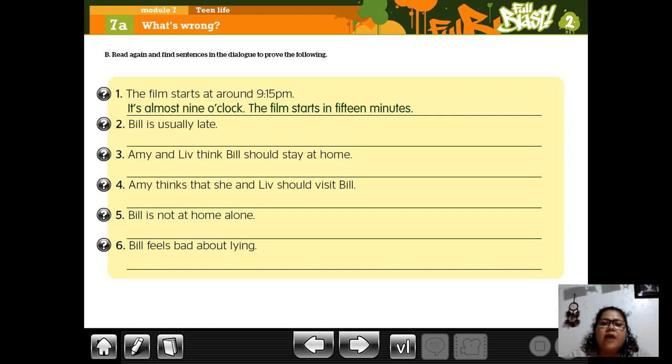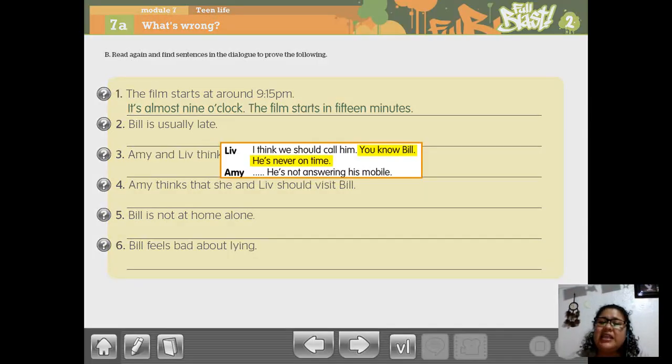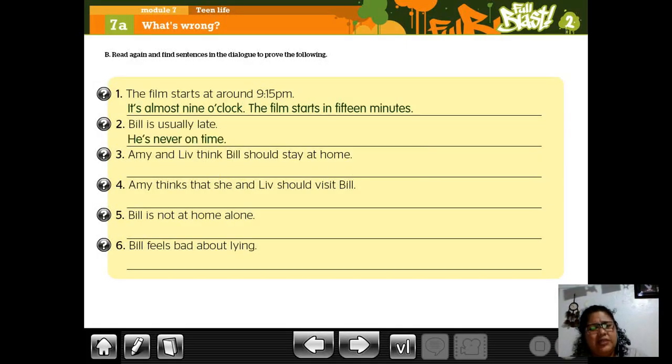So we have answers ready. We can check. Number 2. Bill is usually late. Usualmente llega tarde. If we check on the text, it says, I think we should call him again. You know, Bill, he's never on time. Okay? He's never on time means that he's always late.